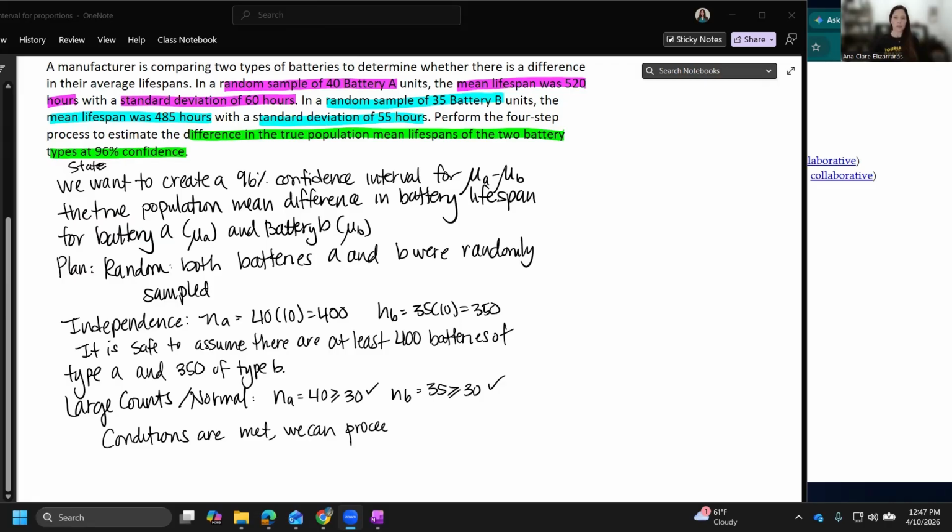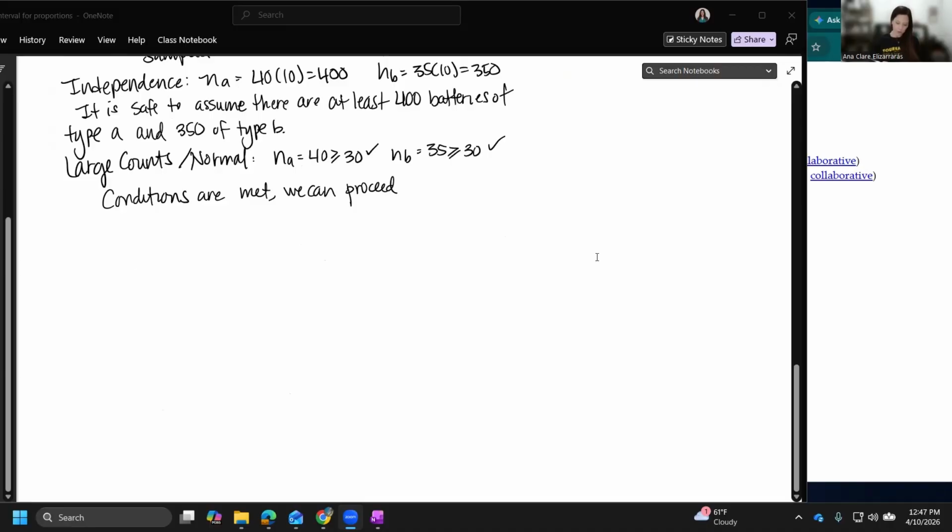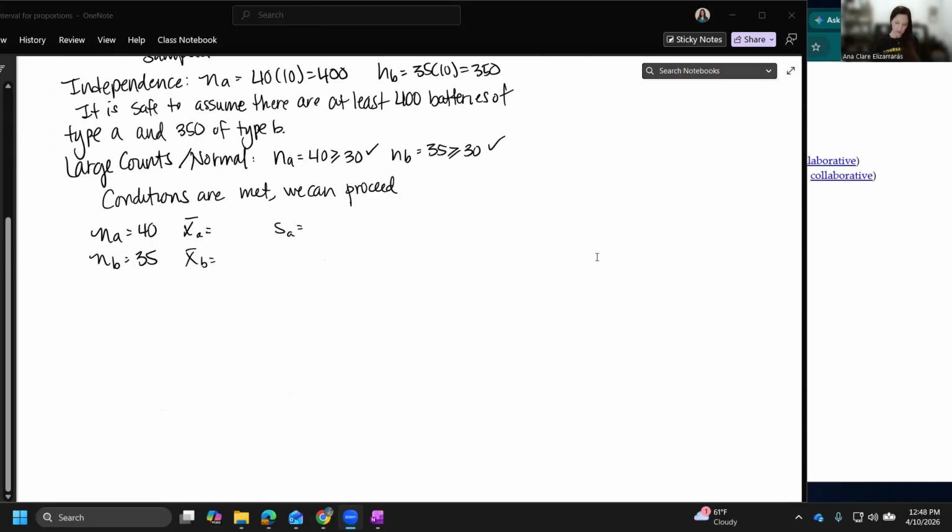You can calculate this confidence interval by hand. We're going to go ahead and use technology. But what we're looking for is our sample sizes, what the mean was, and the standard deviation for the samples. The mean of the first one was 520, and the second one was 485. Standard deviation of the first one was 60, and the second one was 55.